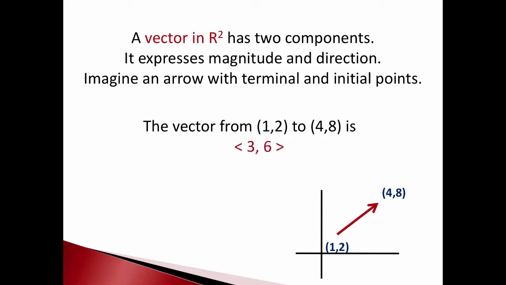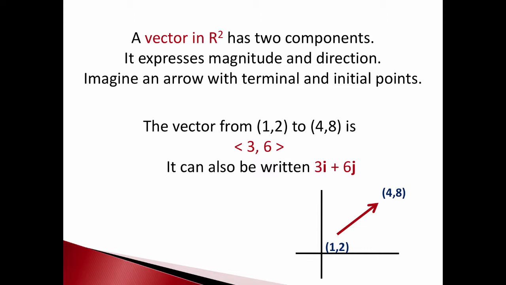So the vector, I would write it with these little brackets. They're not parentheses exactly, so that you can tell them apart from points. But the brackets 3 comma 6. You've probably seen this written more often as 3i plus 6j. There's nothing wrong with that. We'll do it both ways.